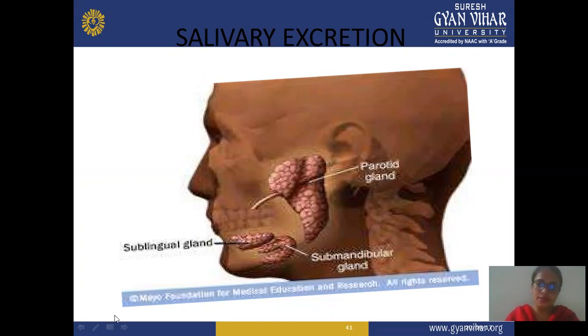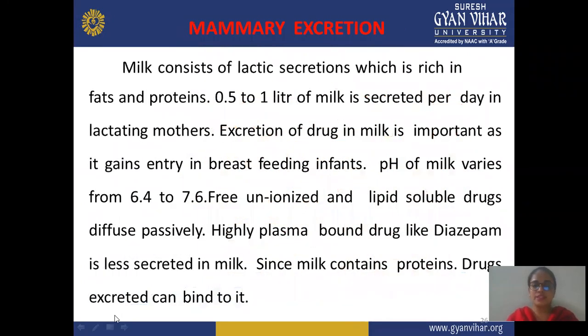The next non-renal route is mammary secretion. Mammary secretion is another non-renal route of excretion. Milk consists of lacteal secretion, which is rich in fats and protein. Approximately 0.5 to 1 liter of milk is secreted per day in a lactating mother, and in this condition the secretion takes place by the mammary route.